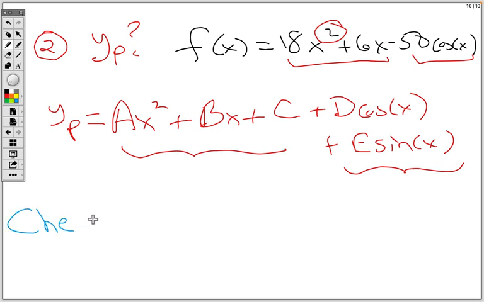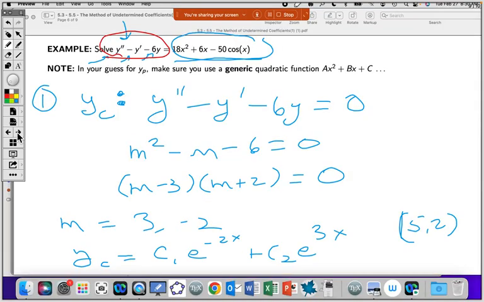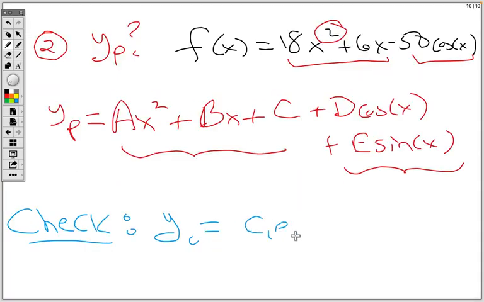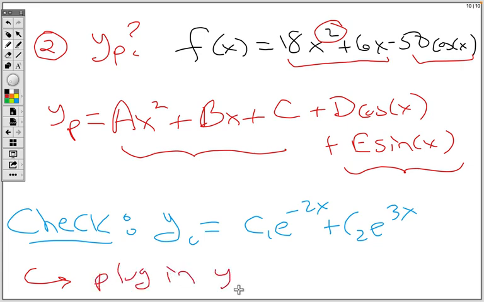And now we're going to do a quick double check. Is anything duplicated in the complementary piece? So our complementary piece, c1 e to the minus 2x plus c2 e to the 3x. Is there any duplication between the yp and the yc? Nope. So that means we're good to go. So then we're just going to plug in yp, and then we can equate coefficients.